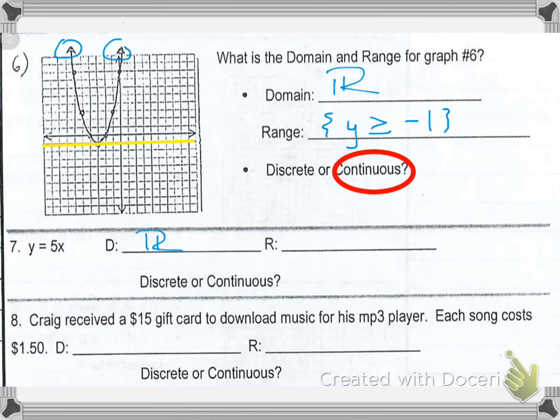And in this case, is it going to keep getting higher and higher? Is it going to keep getting lower and lower? Yeah, again, it has a slope, so it's going to happen. So again, you have all real numbers. Is the graph continuous or discrete? Well, you can have halves. There's no restrictions that say you can't have halves, so it is continuous.